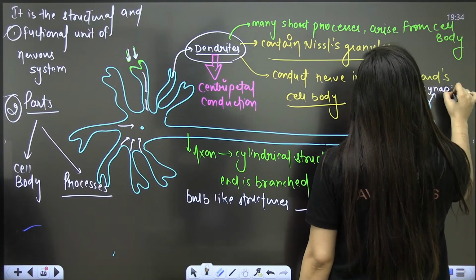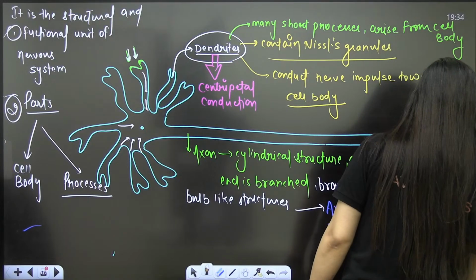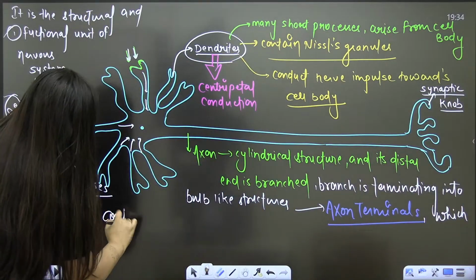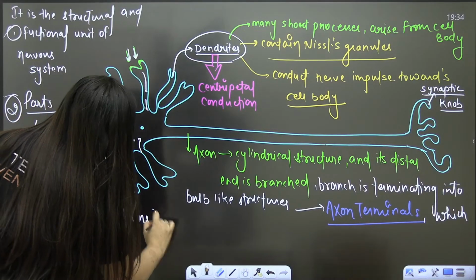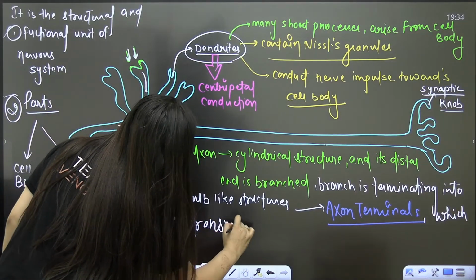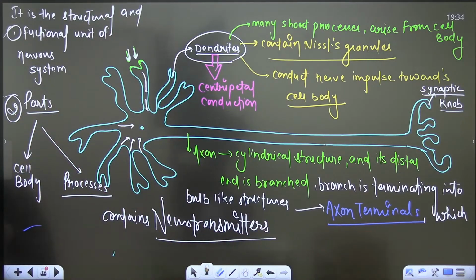Right, we can also call it synaptic node. Okay, so this contains neurotransmitters, right? We'll discuss them also. It contains neurotransmitters. These are the chemicals, of course.